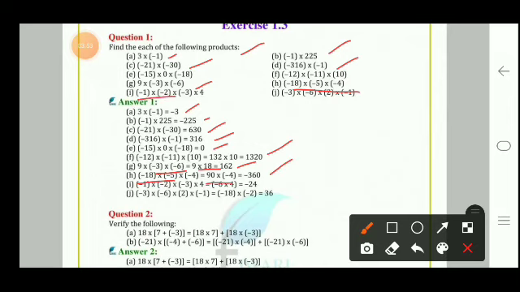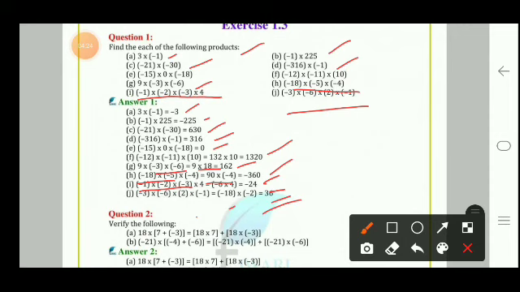Then minus 1 into minus 2 into minus 3 into 4. We can do it like this: minus 1 into minus 2 into minus 3. Minus 1 into minus 2 is 2, 2 into minus 3 is minus 6, minus 6 into 4 is minus 24. And the last one is minus 3 into minus 6 into 2 into minus 1. So this will be minus 3 into minus 6, that is 18, 2 into minus 1, that is minus 2.